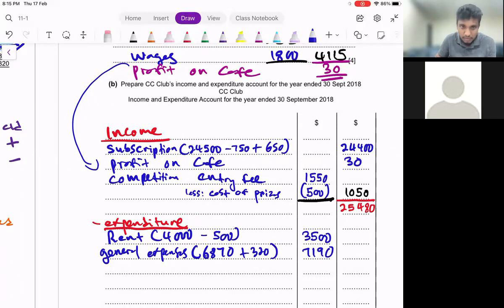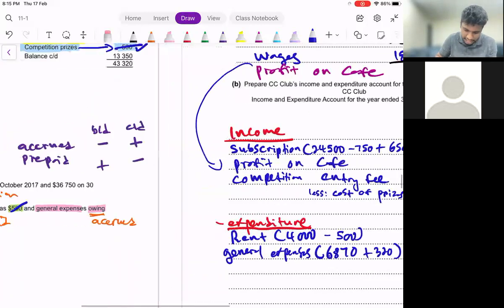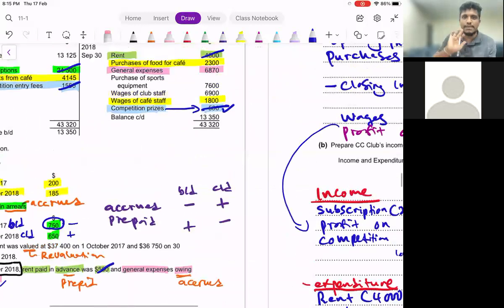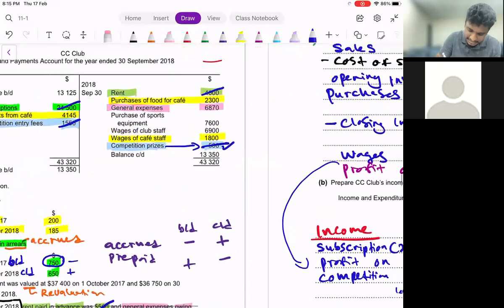Okay, after that, do you have anything else? Let me check. Yes, purchases of equipment. No, purchases of equipment is an asset. Asset normally doesn't go to the expenditure. It goes to the non-current asset. But remember this: if you have an asset, you must have a depreciation. So later I will calculate the depreciation. Let me tackle all other expenses first.